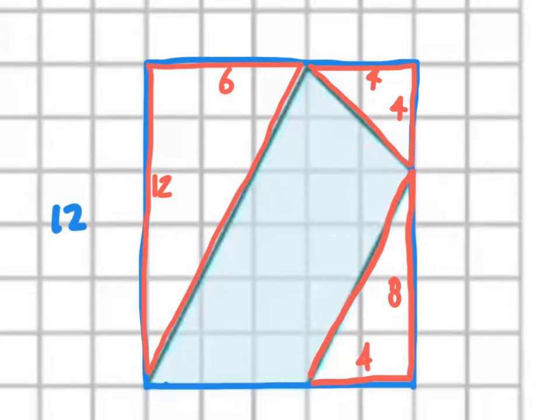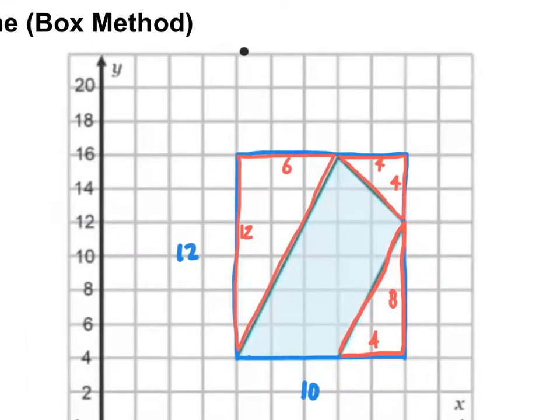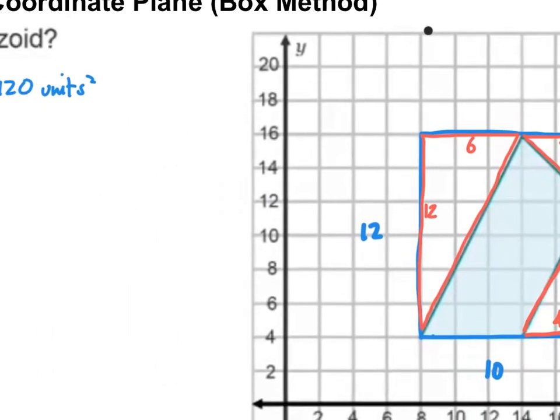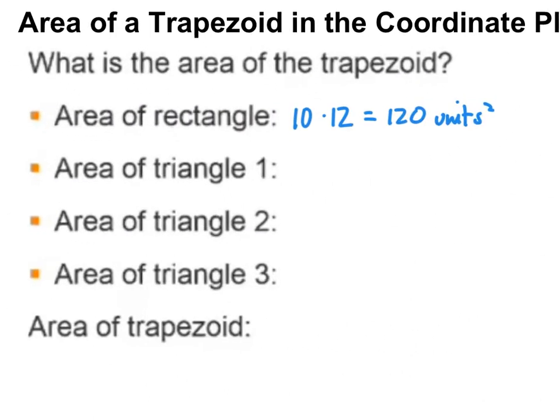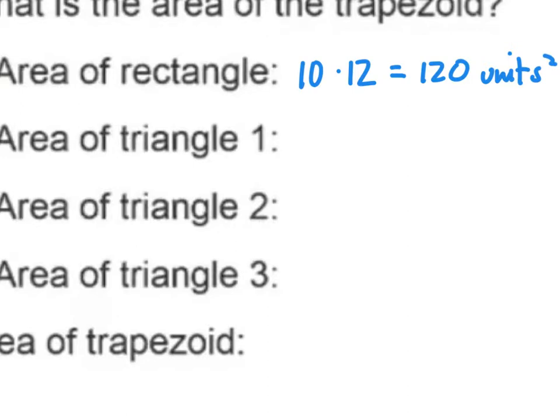Now that I have all those lengths, I'm going to transfer those numbers over here. I've got a 4 by 8, so triangle 1: 4 times 8 divided by 2. The other one was 4 times 4 divided by 2. And the other one was a 6 by 12, and then we're going to divide that by 2.